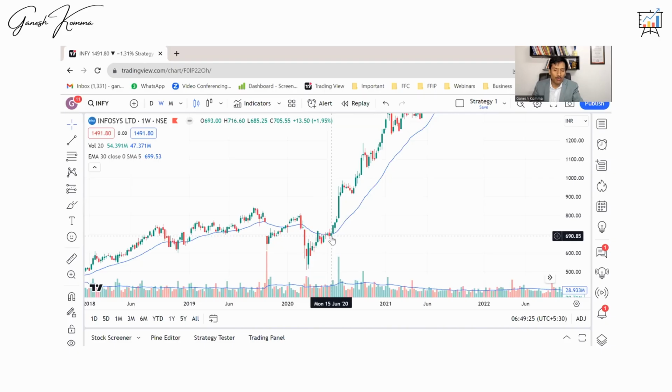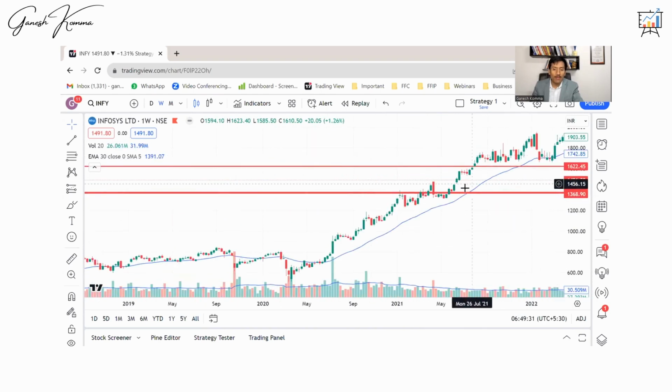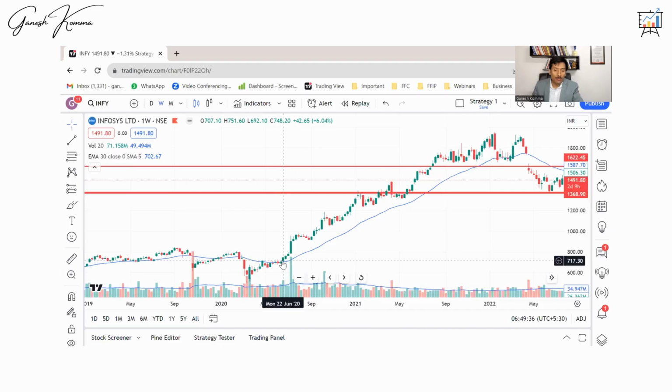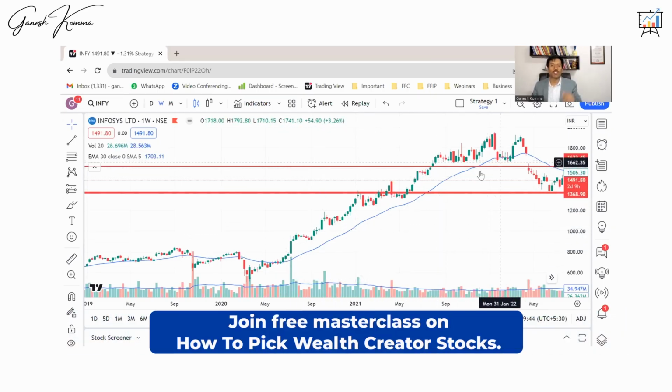And when it has started its move from June 2020 above its EMA 30, this is the period where you keep riding the stock, right? As the stock is above your exponential moving average 30, when it has moved above it, and from here you can continuously be in the position.